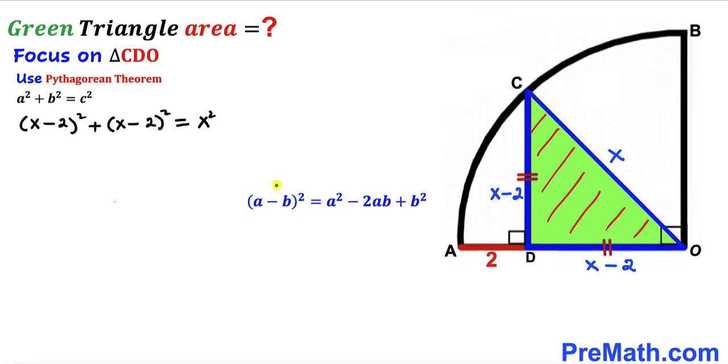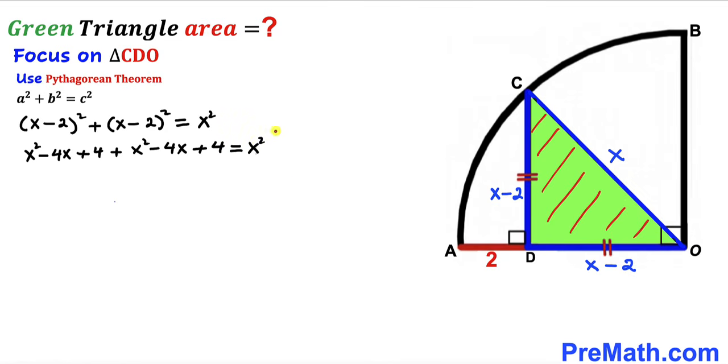Now let's recall this famous identity: (a minus b) squared can be written as a squared minus 2ab plus b squared. We are going to apply this identity on these two binomials. So we can write X squared minus 4X plus 4, plus likewise X squared minus 4X plus 4, is equal to X squared. Now we can see this X squared and X squared is gone.